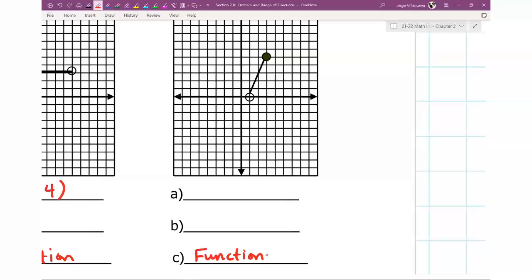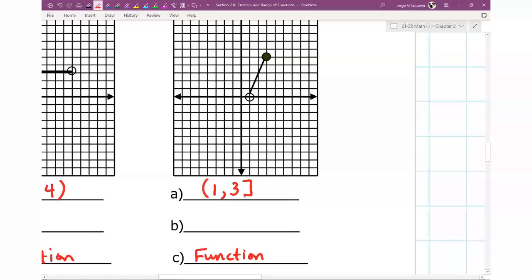How far to the right does it go? Well, it goes all the way up to here. What is that number? That's a 1, 2, 3. So it goes from 1 to 3, right? It goes from 1 to 3. So from 1 to 3. Should I include the 1? No, because there's an open circle. Should I include the 3? Yes, because the circle's closed.